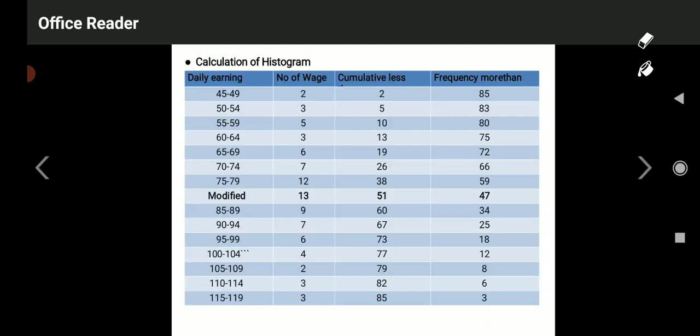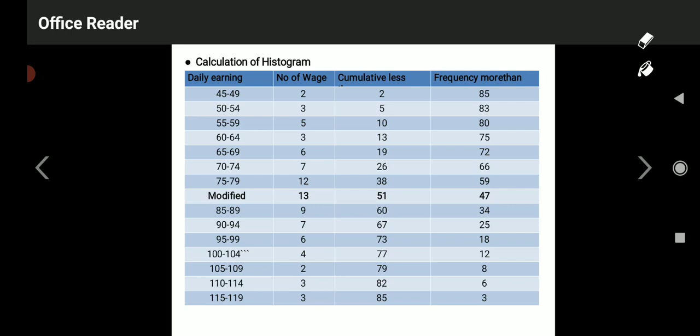Now look at the calculation of histogram. In this calculation part, we have to make four columns. In the first column we have to mention the class limit, class interval, and in the second column the number of observations, that is frequencies, as a number of wage earners, and in the third column cumulative less than, in the last column frequency more than. Look at the calculation.